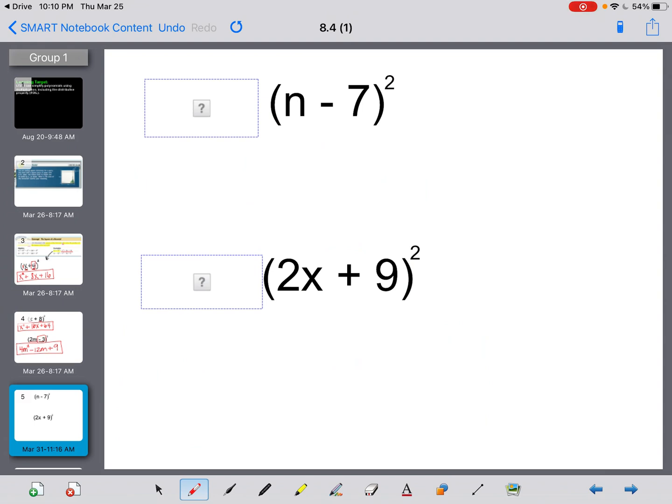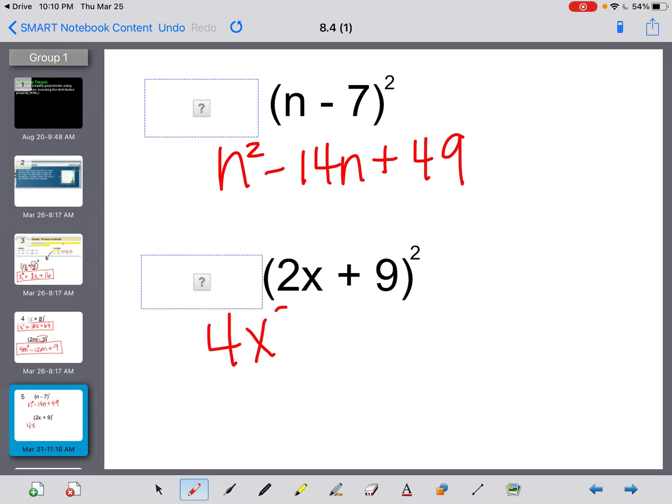All right, here's a good place for you to pause. Try it out on your own. Come back and make sure that your answers match mine. All right, welcome back. The first one, you should have n squared minus 14n plus 49. And the second one, we have 4x to the second power plus 36x plus 81.